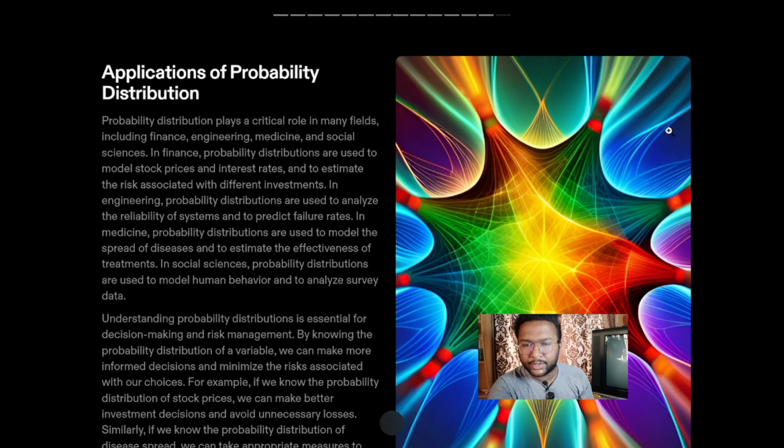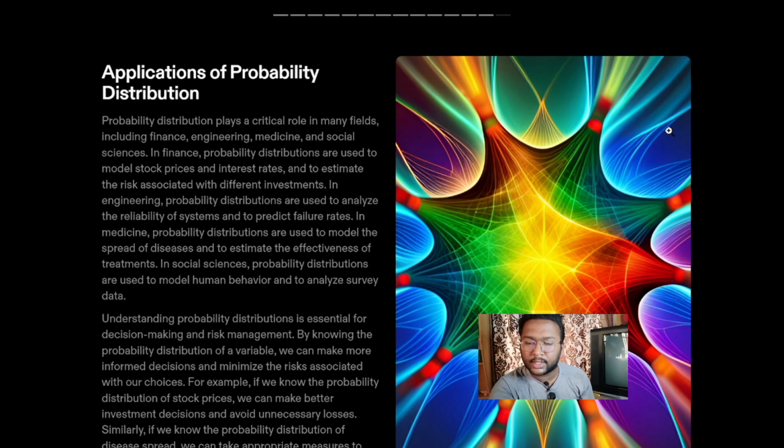So, applications of probability distribution. Probability distributions play a crucial role in many fields, including finance, engineering, medicine, and social sciences. In finance, probability distributions are used to model stock prices and interest rates and estimate the risk associated with the different investments. In engineering, probability distributions are used to analyze the reliability of systems and predict failure rates. In medicine, probability distributions are used to model the spread of disease and estimate the effectiveness of treatment. In social sciences, probability distributions are used to model human behavior and analyze survey data.